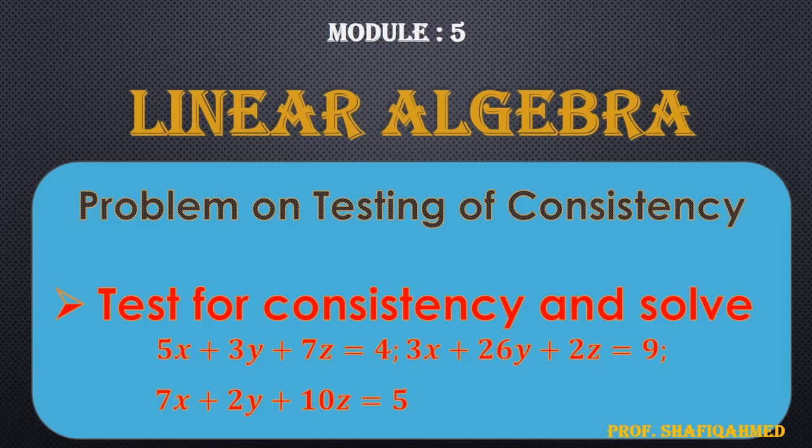The problem is: test for consistency and solve 5x plus 3y plus 7z equal to 4, 3x plus 26y plus 2z equal to 9, and 7x plus 2y plus 10z equal to 5. The solution of this problem we'll see now.